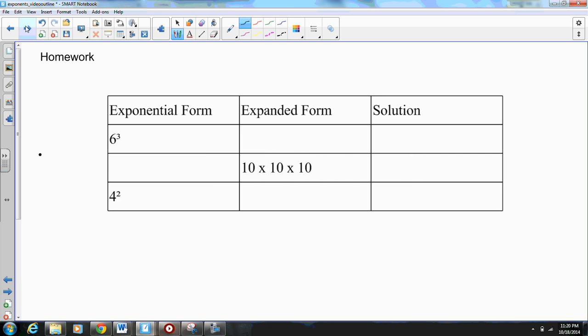For homework, you need to complete the table at the bottom of page 69, and when you come to class tomorrow, you need to be prepared to have that on your desk and completed so I can check it and give you credit for your homework.